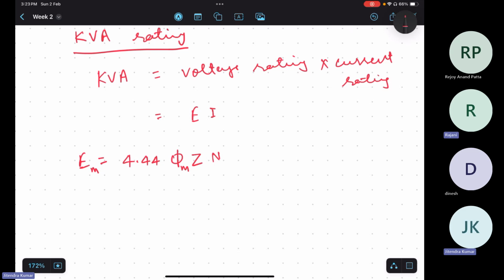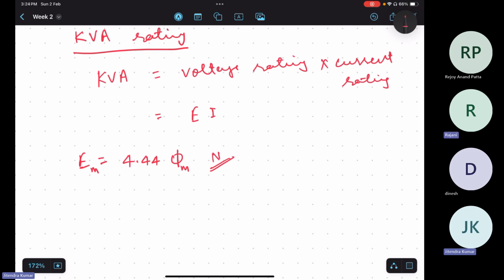So what is Z here? Z is the number of conductors. But generally in the book, it is written number of turns. So what is the difference between them? N is for rotational machines, where N equal to RPM will come. Here there is no N actually. Either N or Z here means number of turns.